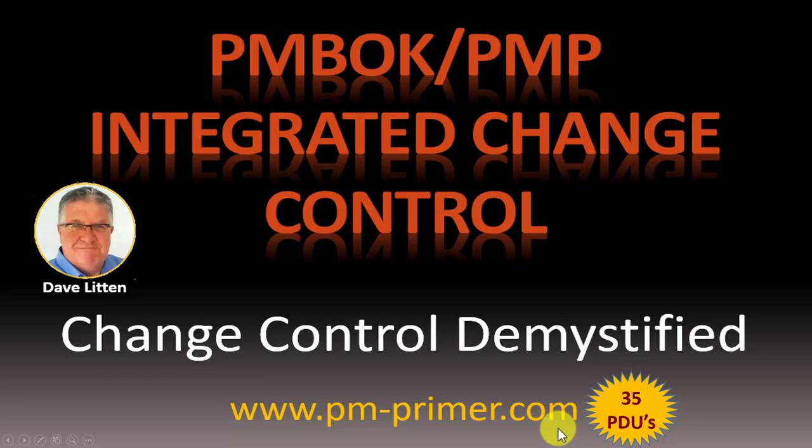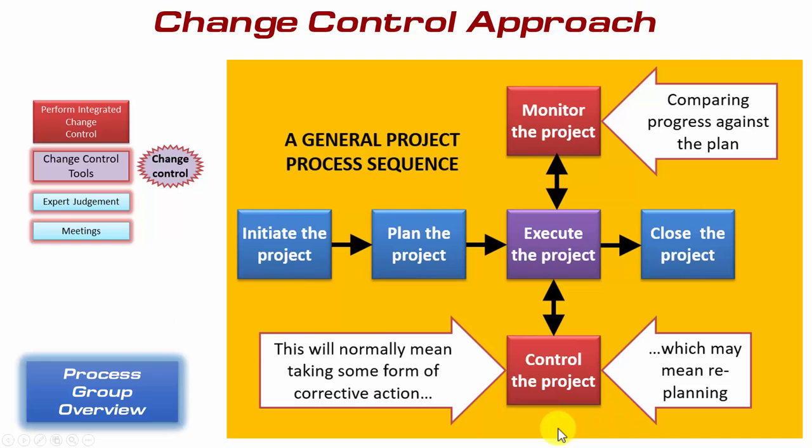So let's get stuck into integrated change control. And first of all, I want to give you an overview picture, if you will. You're probably familiar with the general process sequence, where you have the initiating process group that sets up the start of the project by creating the project charter and identifying key stakeholders. That brings you to the planning process group, where in essence you create the project management plan.